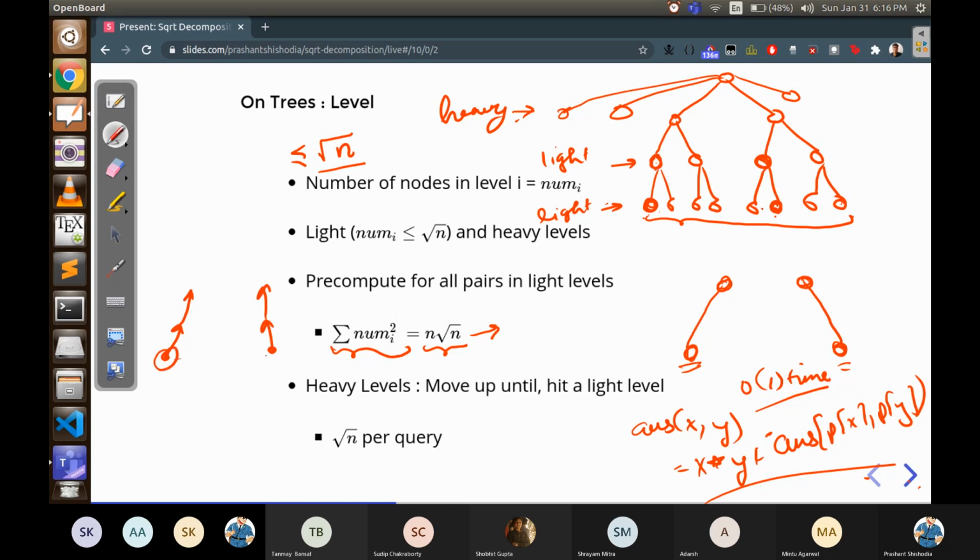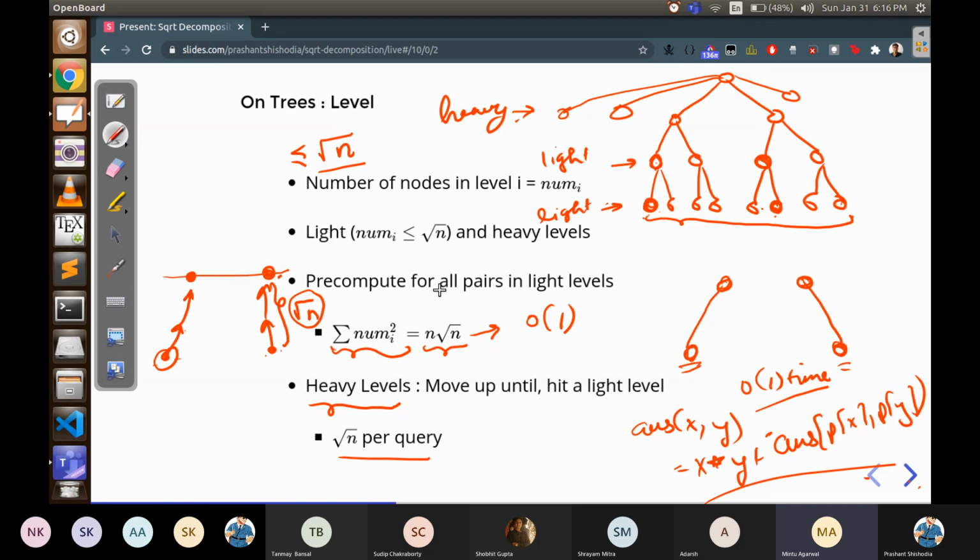Finding the product, summing it until we find a light level, because when we have found a light level, we know the answer for that pair, right? And we'll not have to cross more than root n heavy levels because there are only that many of them. So for a query on heavy level nodes, that will take root n per query, and we can answer them in O(1) for light level nodes with n root n pre-computing.